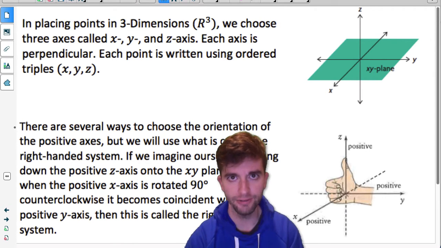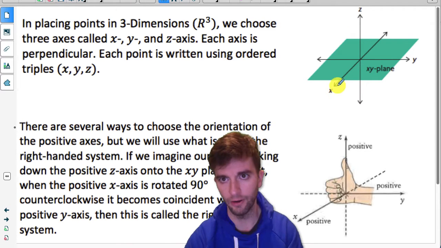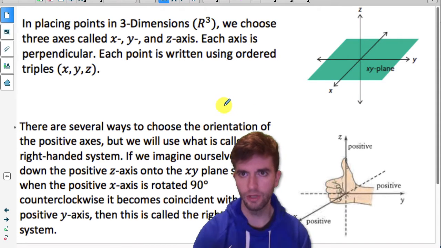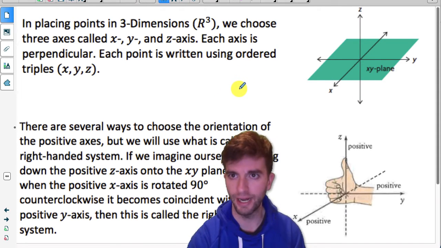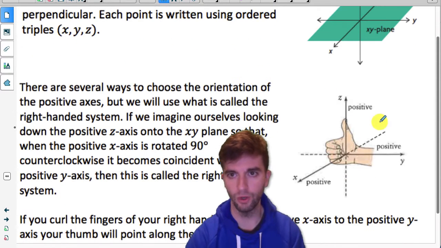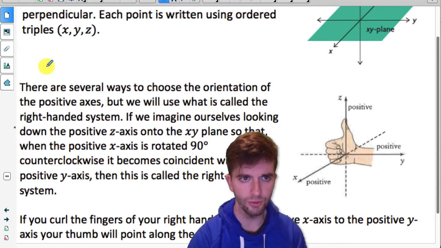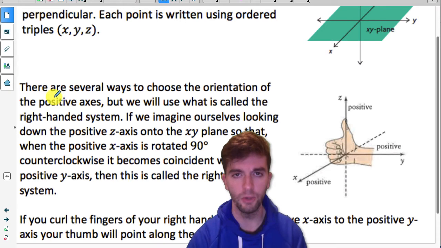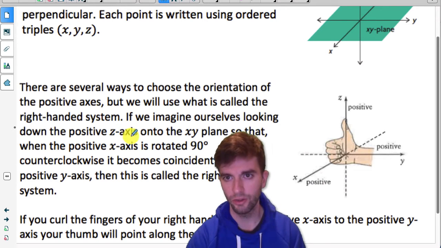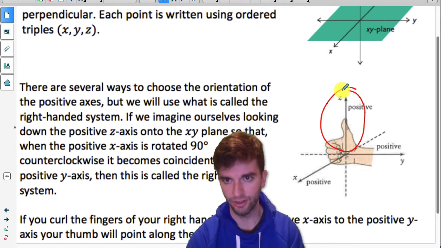So the main thing we have to agree on after we've drawn our x, y, and z axes is in which direction is the positive x, positive y, and positive z axis. And we'll use the right-hand rule, which is demonstrated with this diagram right here. So it says here there are several ways to choose the orientation of the positive axes, but we'll use what is called the right-hand system. If we imagine ourselves looking down the positive z-axis, so we choose the positive z-axis as this axis right here.